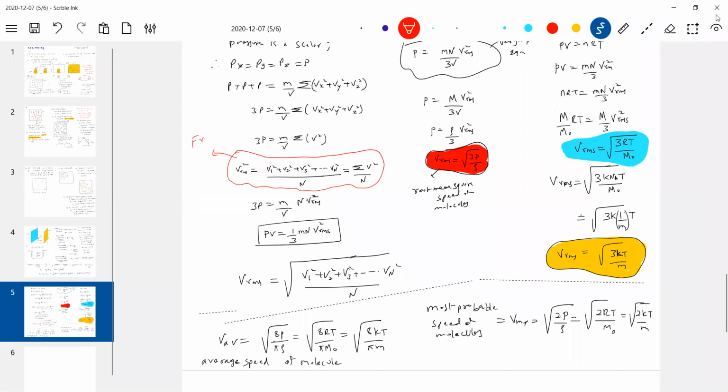Why should we write VRMS like this only? Why not V1 cube, V2 cube, V3 cube, up to Vn cube, with V cube by n, and then a cube root instead? What's wrong in asking questions like that?